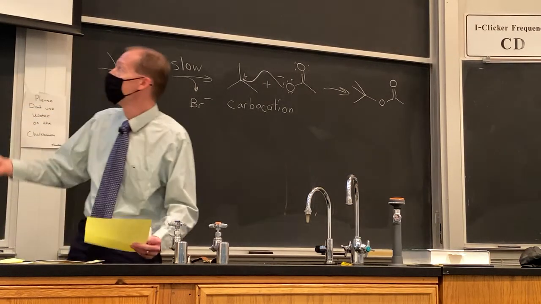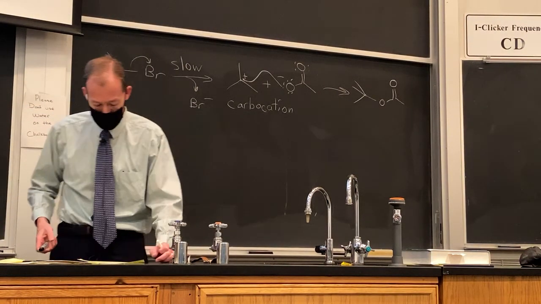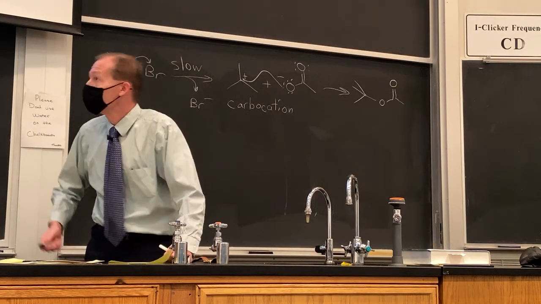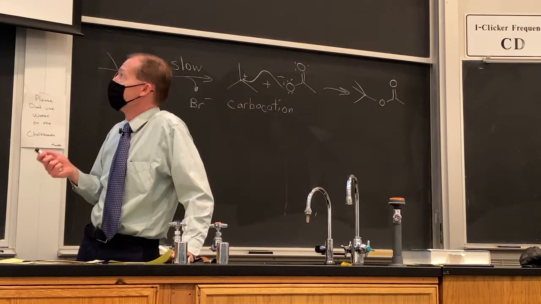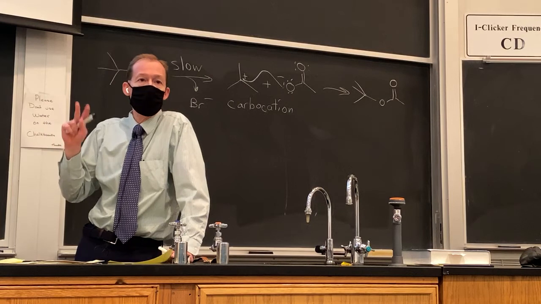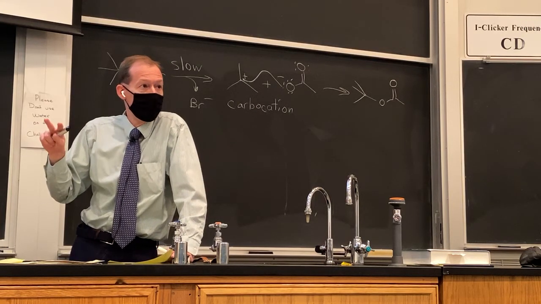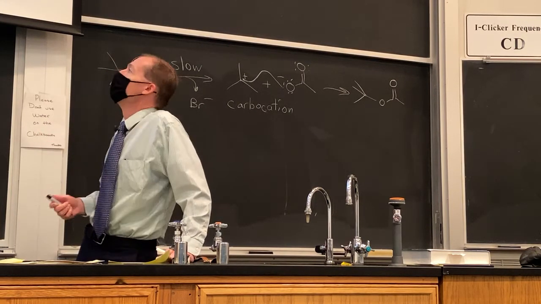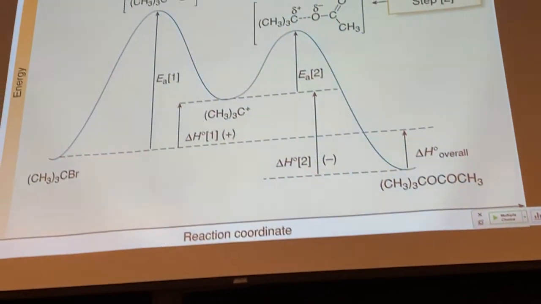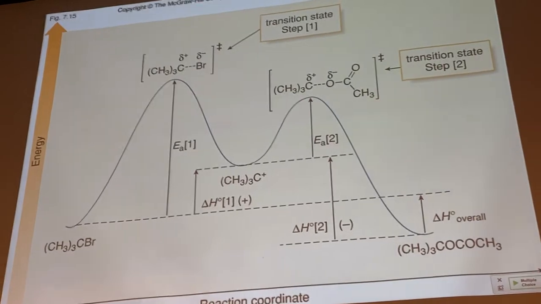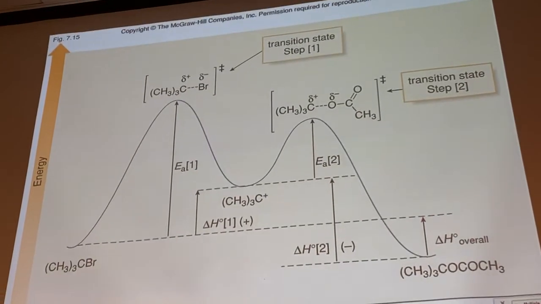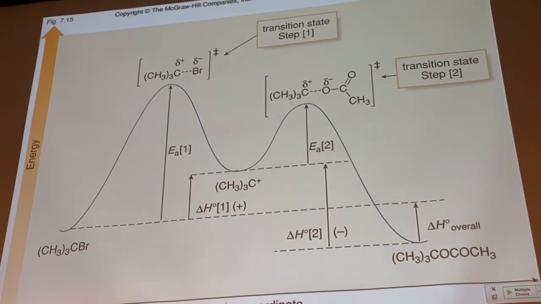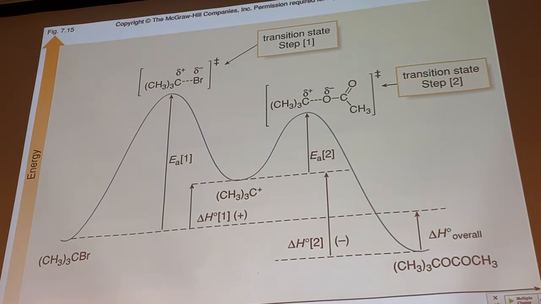So we end up with this energy diagram shown here on the screen. You see that we have 2 transition states, so we have 2 steps in the reaction, and 1 intermediate, the carbocation. The energy of activation of step 1 is significantly higher than that of step 2, which is what we would expect, since we know step 1 is our rate determining step.